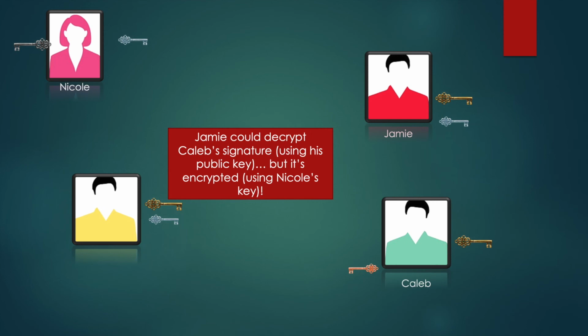Nicole's public and private key and Caleb's public and private key are being used in slightly different ways. Even though Jamie has two keys, they're both public keys. The one from Nicole is Nicole's public key that enables him to encrypt data, and the one from Caleb is Caleb's public key that enables Jamie to decrypt data. But when he receives the data communication from Caleb, he can't decrypt it using Caleb's key because it has been encrypted using Nicole's key already.